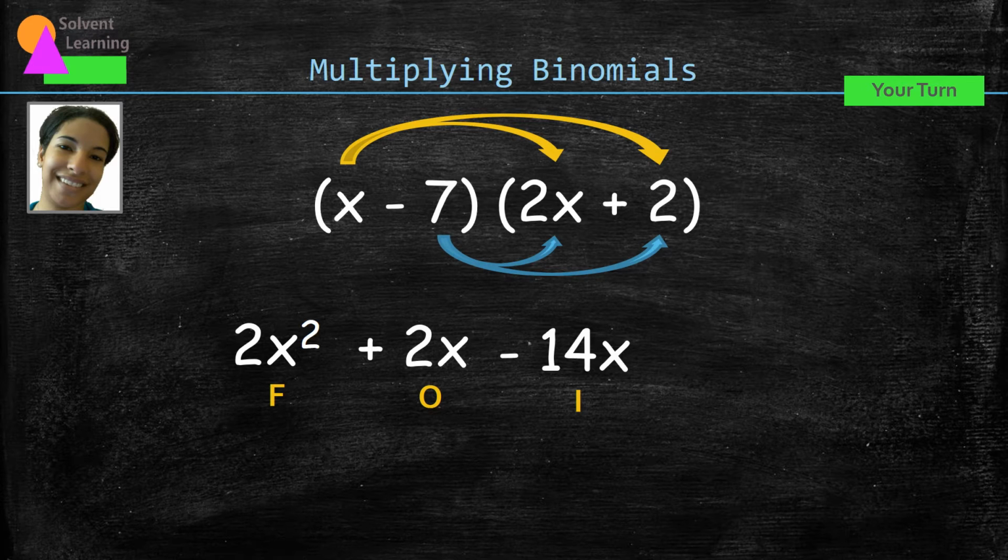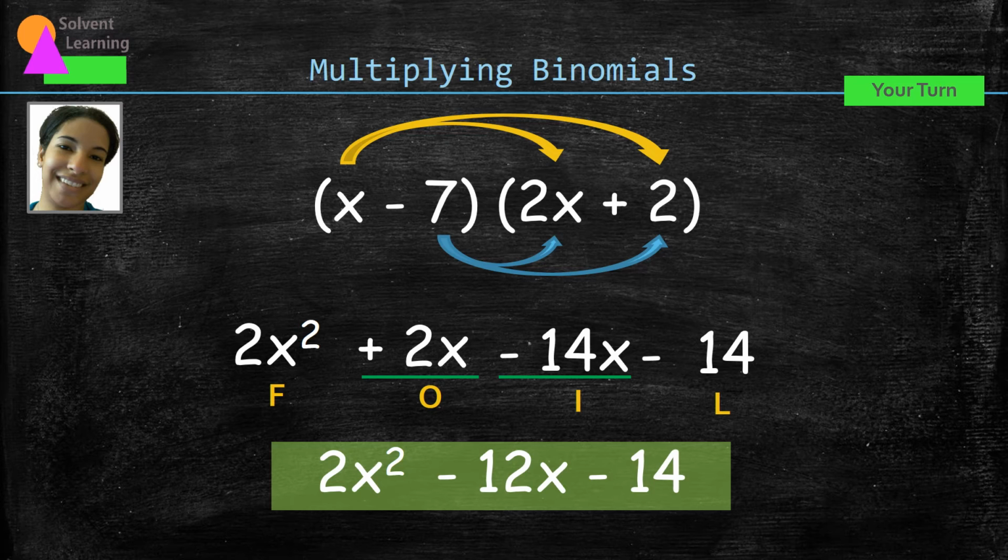And then we multiply the negative 7 times 2, which gives us negative 14. And that takes care of the L in FOIL. Check to see if we have any like terms, which we do. We can combine those together, and that gives us our final answer of 2x squared minus 12x minus 14.